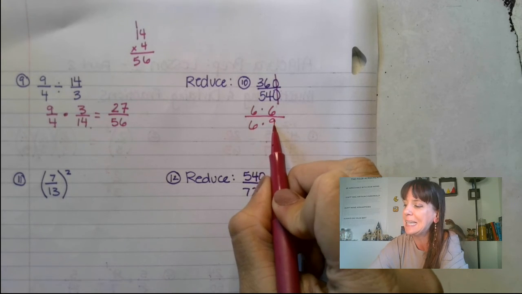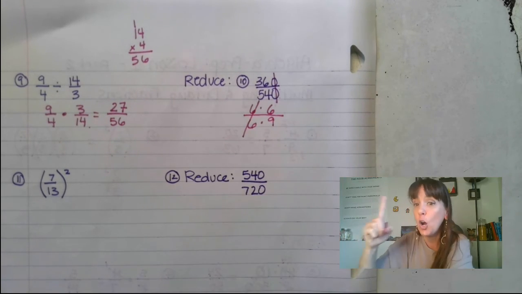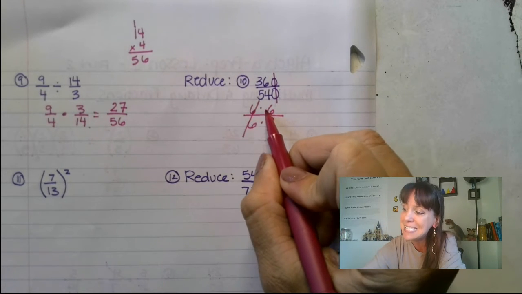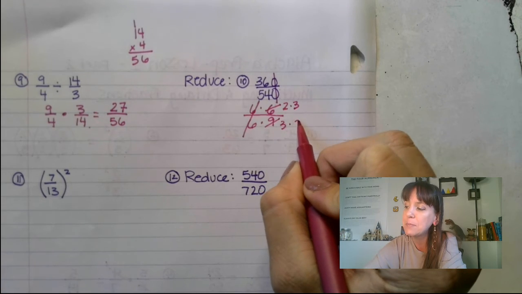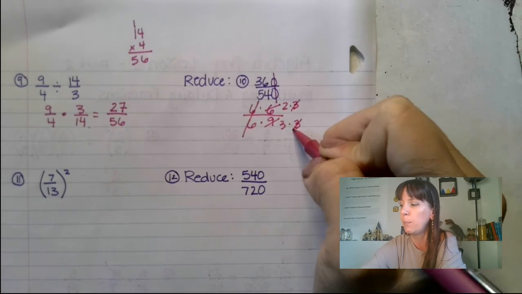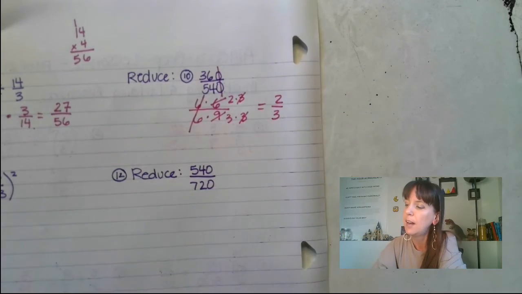6 times 9 gives me 54. Lob those 6's off. I've got 6 and 9. Oh, this is where it would have paid off because 6 is 2 times 3 and 9 is 3 times 3. Look at that. Boom, boom. Lob those guys off. I have 2 over 3. 2 over 3 left.